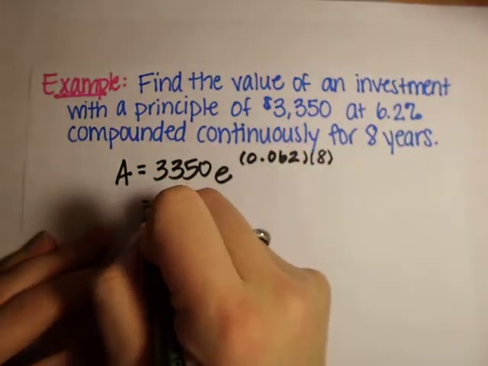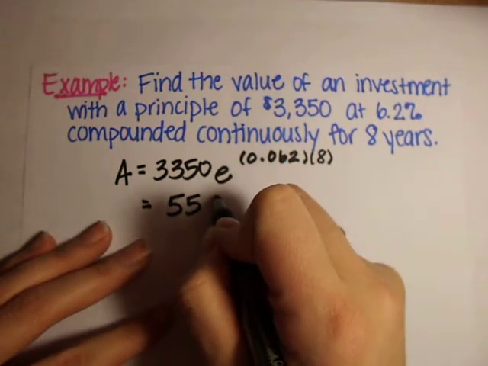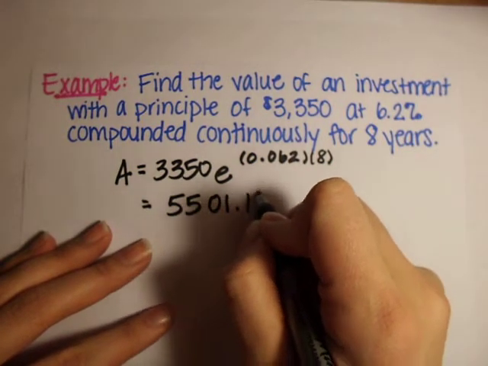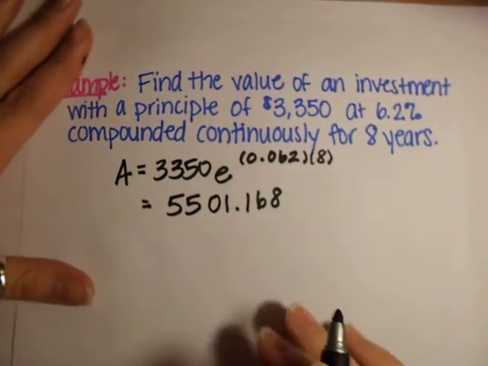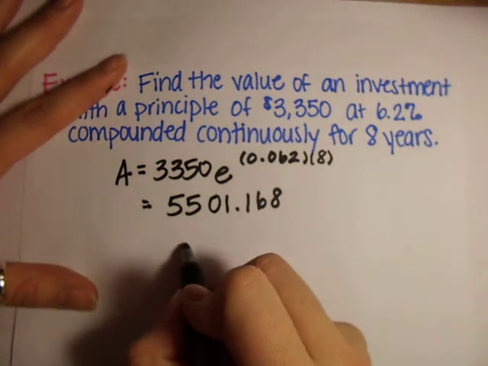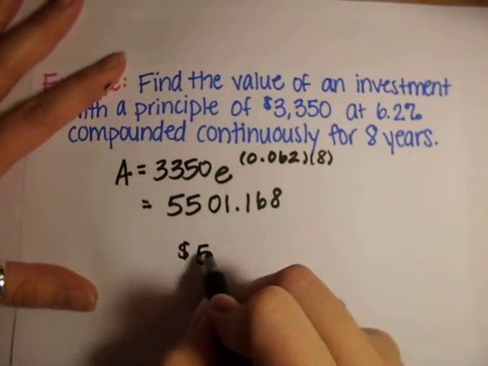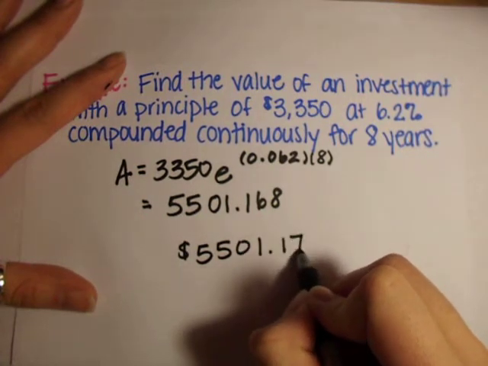And we can put this in our calculator, and we will end up with 5,501.168. So we can round so that we're actually using monetary units, and the investment after 8 years will be worth $5,501.17.